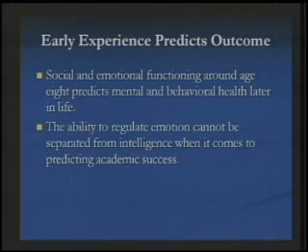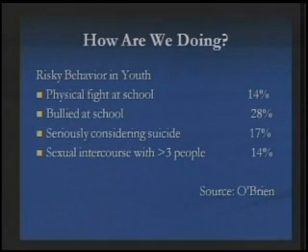Researchers have looked at the social and emotional function of younger children. As young as age 8, how children are functioning in this area is predictive of their outcomes later. And really, what all this research points to is that the ability to regulate your emotion really can't be separated from your intellectual ability. They're not two distinct things. They're intertwined with each other. So how are we doing in supporting our children's emotional development?